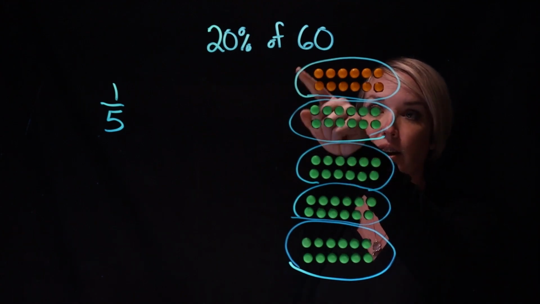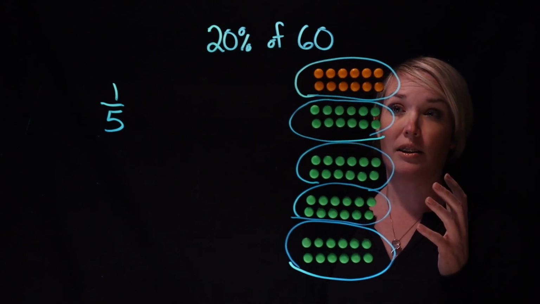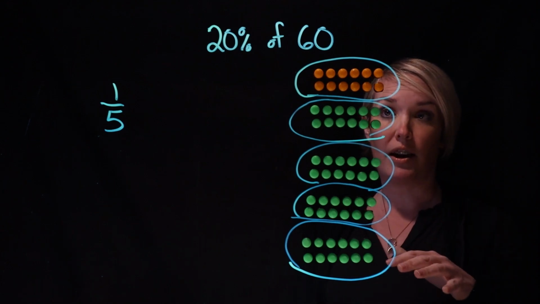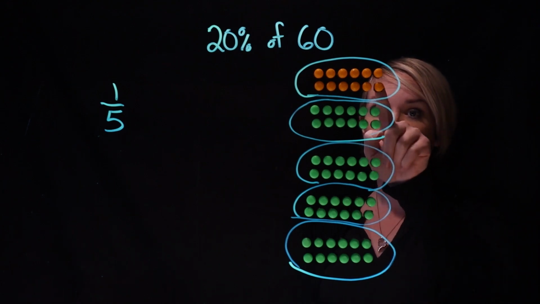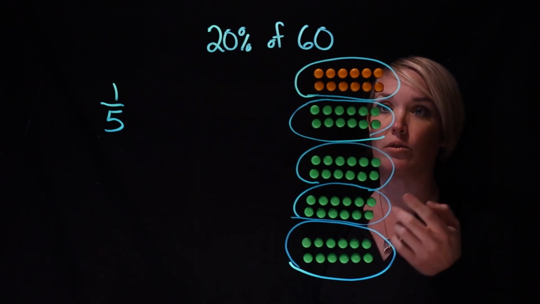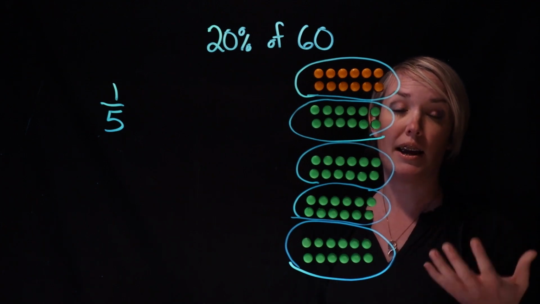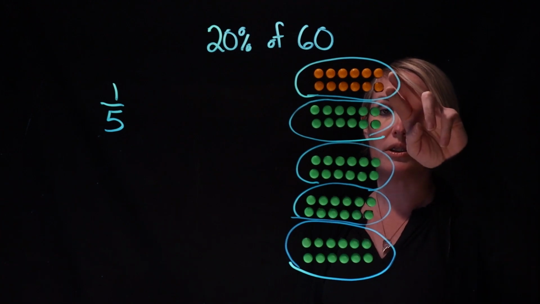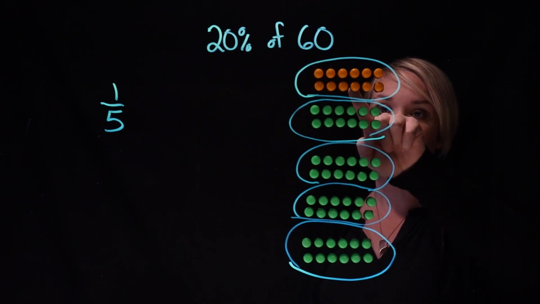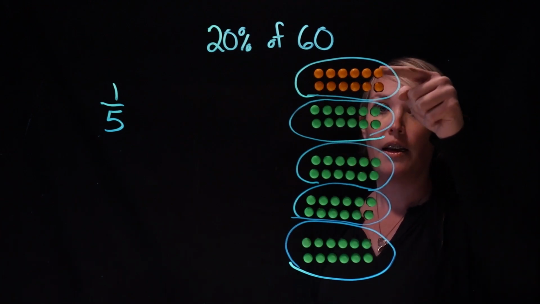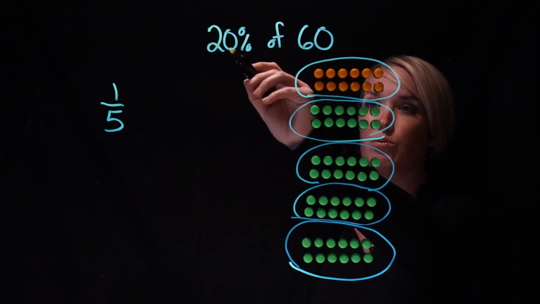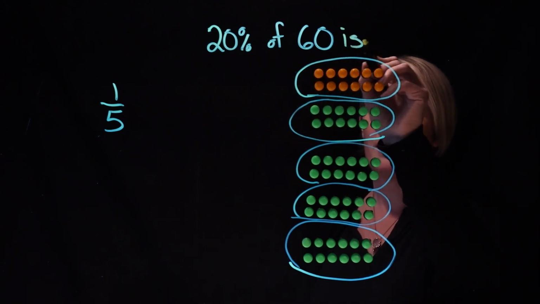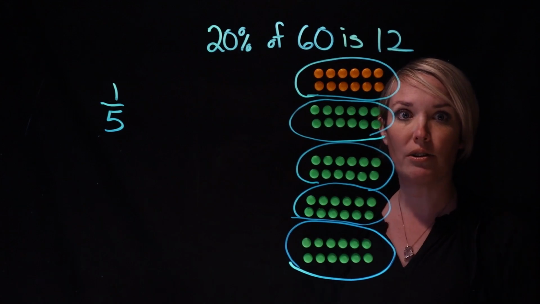So if 60 divided by 5, she said, look, I know that 50 divided by 5 is 10, right? So then what she has to do is she just has to do 10 divided by 5. So that's going to be 2. So there should be 12 here. So let's make sure. So we have 1, 2, 3, 4, 5, 6, and then we've got 2 of them. So 20% of 60 is 12. What great ideas.